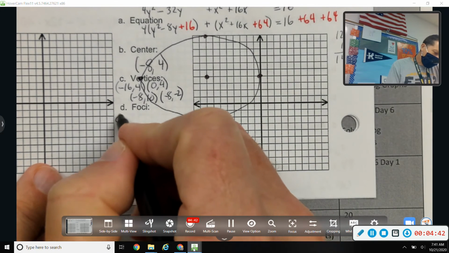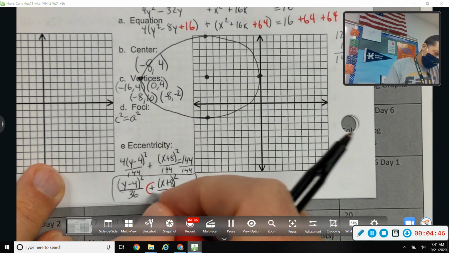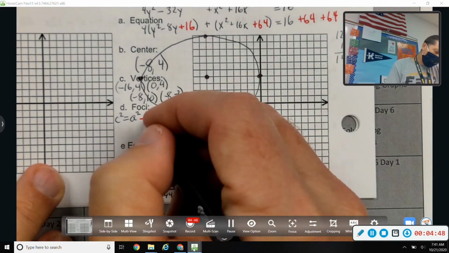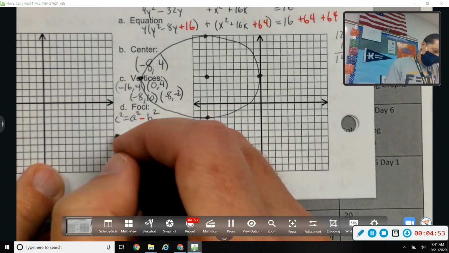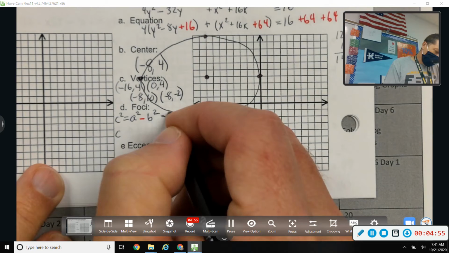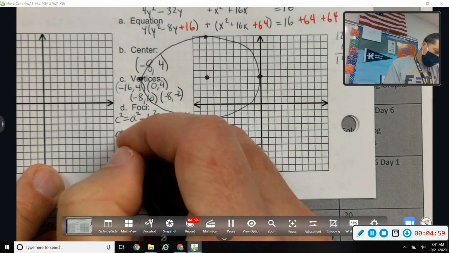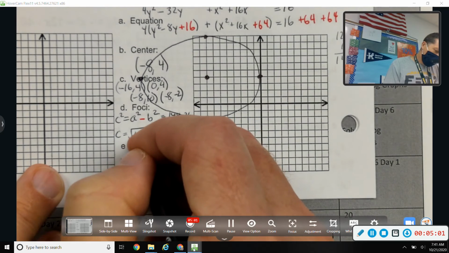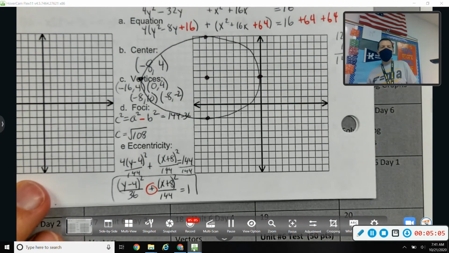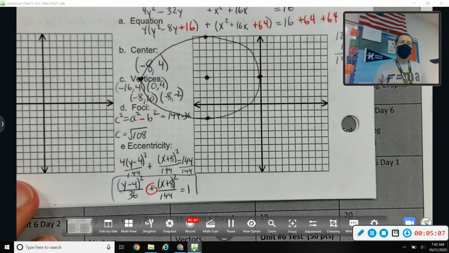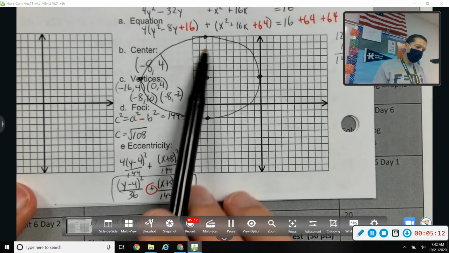Foci I get from c squared equals a squared minus b squared, because it's the opposite sign from the main equation. So 144 minus 36 would be 108. And am I going to go left and right square root of 108, or up and down square root of 108?